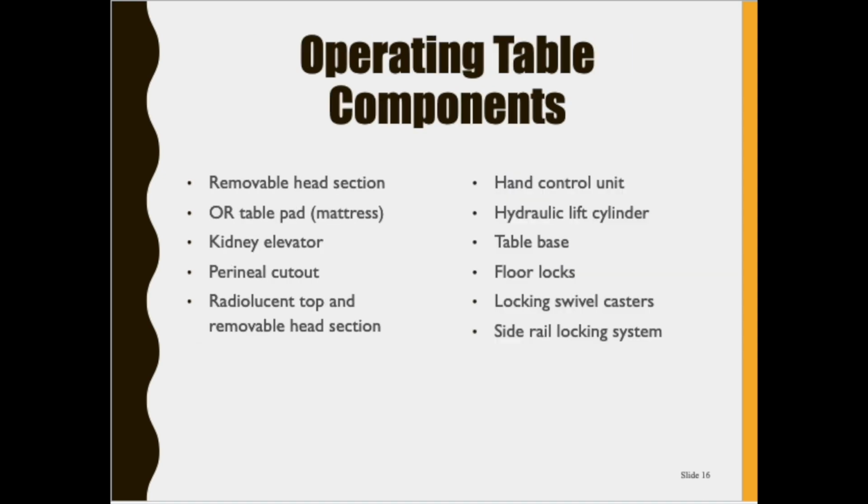There are other components that you'll definitely get your hands on once you get into the operating room and even in the lab, from your removable head section to the kidney elevator that we mentioned. There's the hand control that you kind of saw. There's a hydraulic lift, the base, floor locks, locking swivel casters and side rails so that the patient is locked inside. And the video that you're going to watch kind of breaks it all down as well.